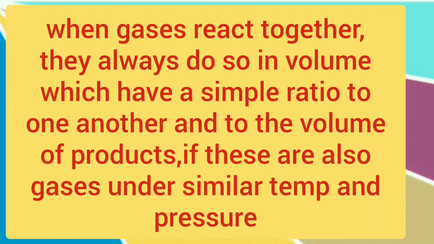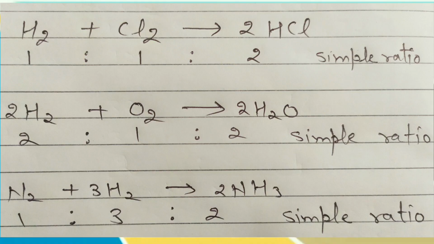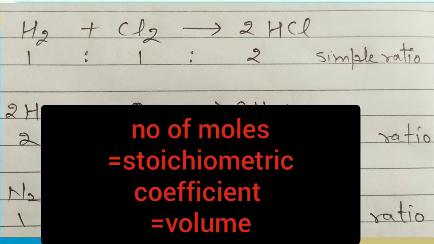When gases react together, they always do so in volumes which have a simple ratio to one another and to the volume of the products, if these are also gases, provided all measurements of volume are done under similar conditions of temperature and pressure. Like if we take the example of hydrogen with chlorine, it forms hydrochloric acid.